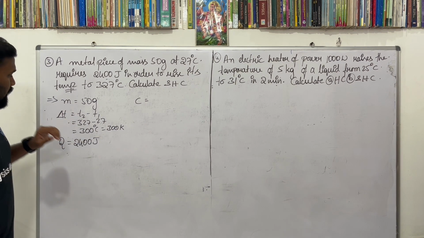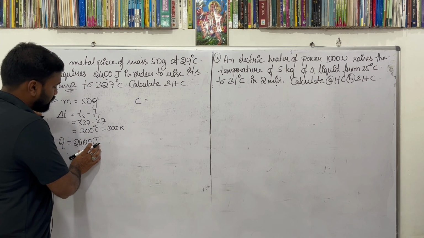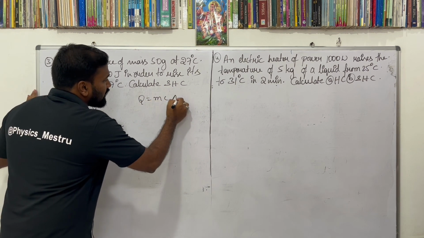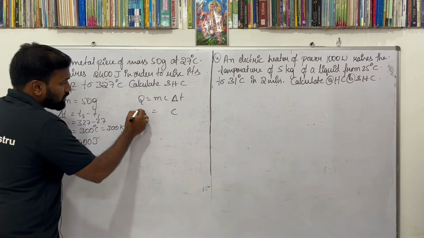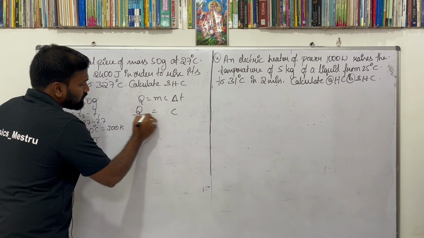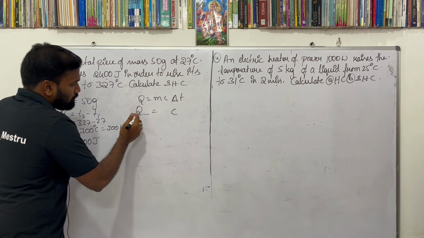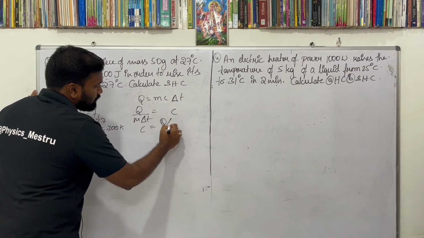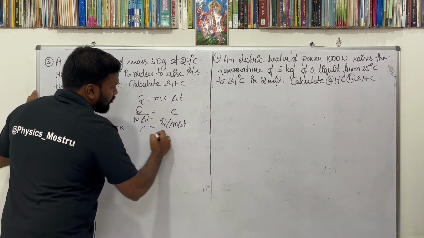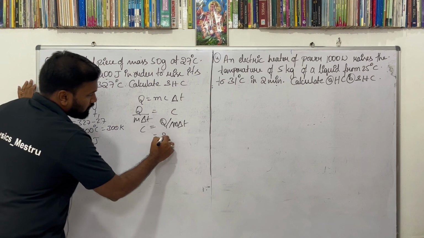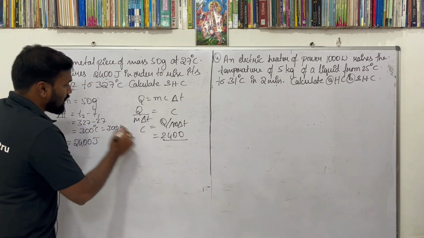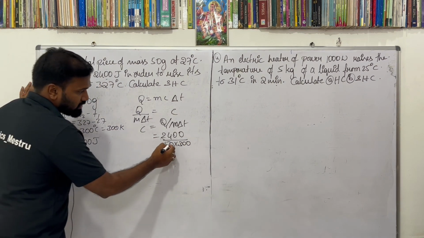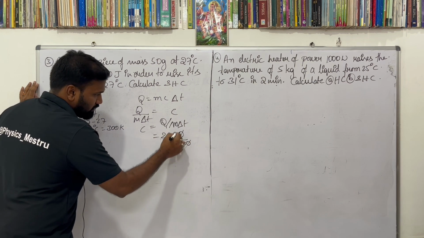Q is equal to 2400 joules. Now we know the formula Q is equal to MC delta T, but we need to calculate only C. So I will bring the other two to this side; multiplication becomes division. Therefore C is equal to Q divided by M into delta T. What is the value of Q? Q is 2400 divided by the mass, 50, into delta T, 300. Correct? Yes. So here we can cancel the zeros.